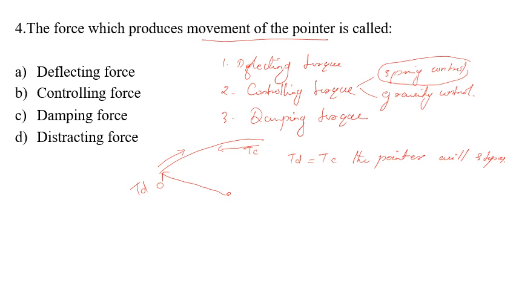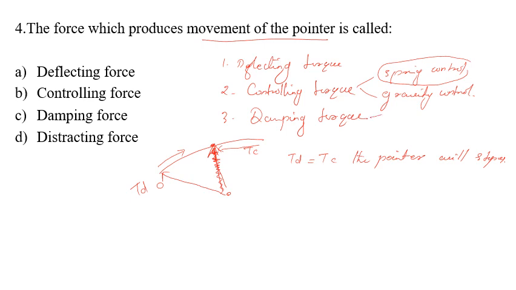The third torque that is required for the measuring instrument is the damping force. Damping force is the force which is required to avoid the oscillations of the pointer. When Td equals Tc, the pointer will stop, but it will oscillate or vibrate in its own steady position. So we need to stop the vibrations and hold the pointer at a specific point. For that we are using a damping force.